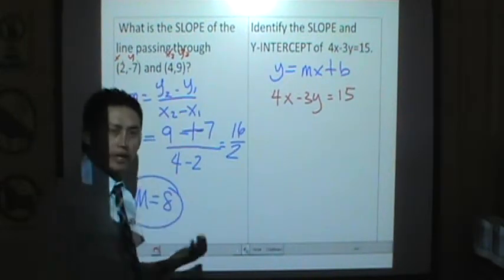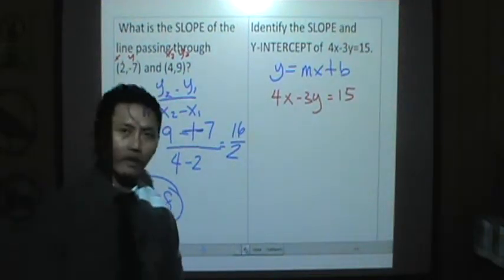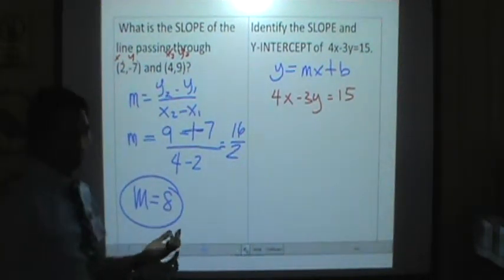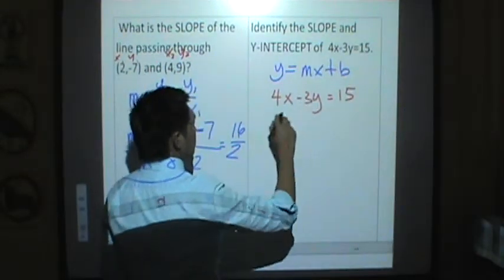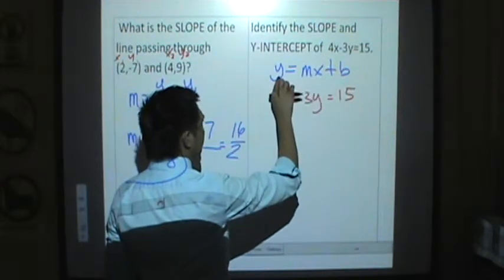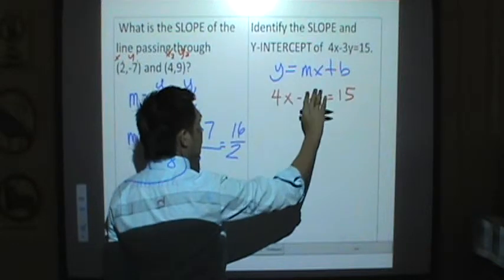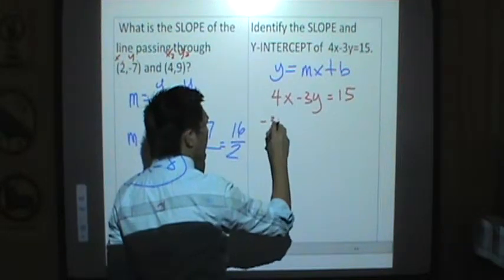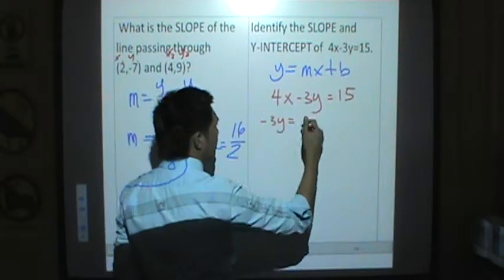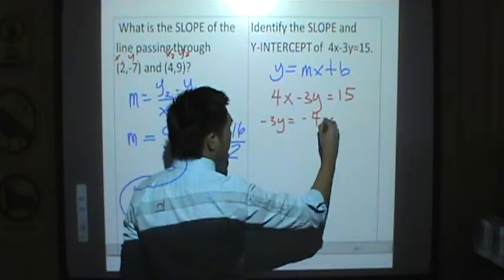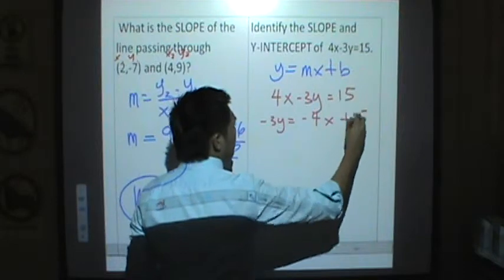So that means, just like solving for x or solving algebraic equations for the past couple of months, here we have to have y alone. We need to make sure that y is alone here. That's why we have to move that 4x over, and that's going to become negative 4x plus 15.